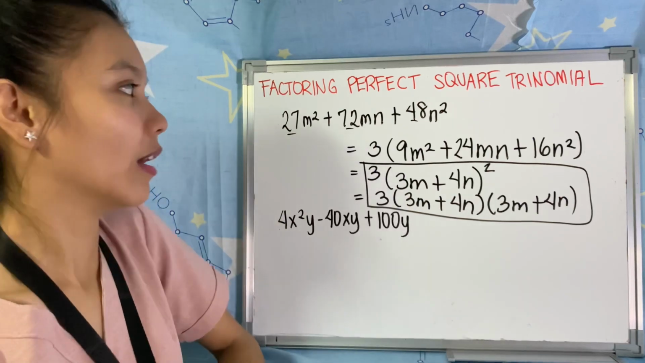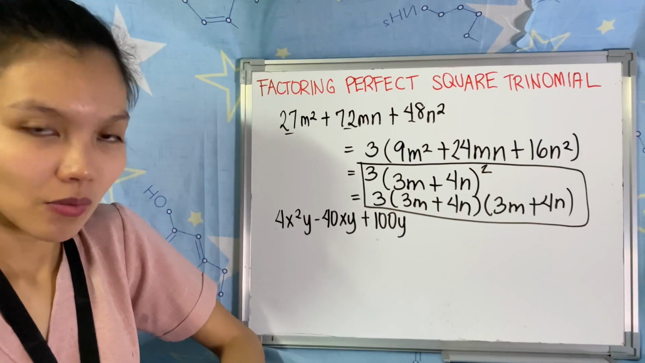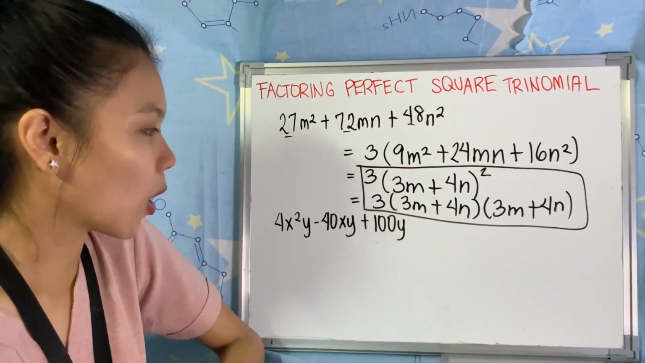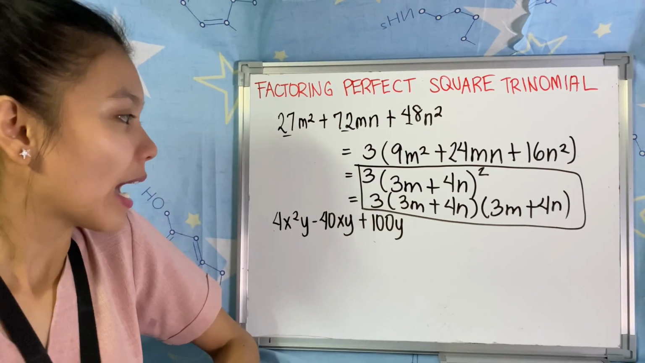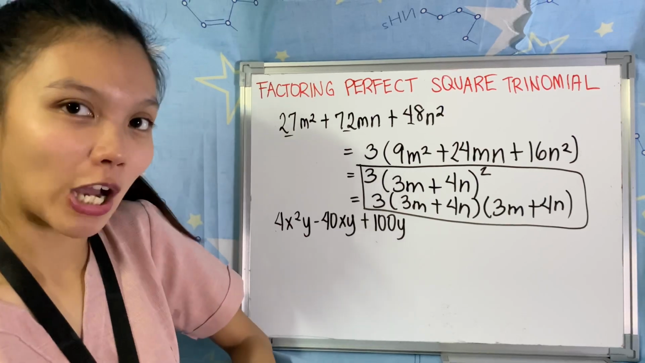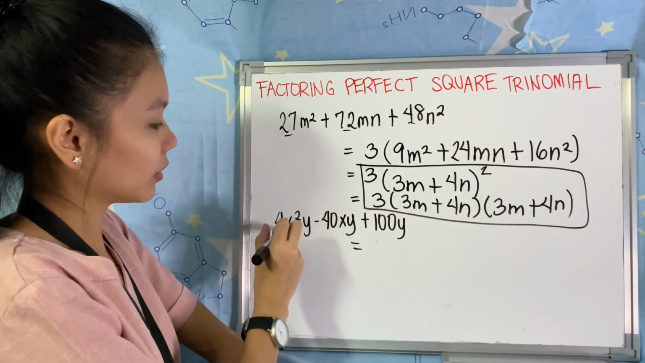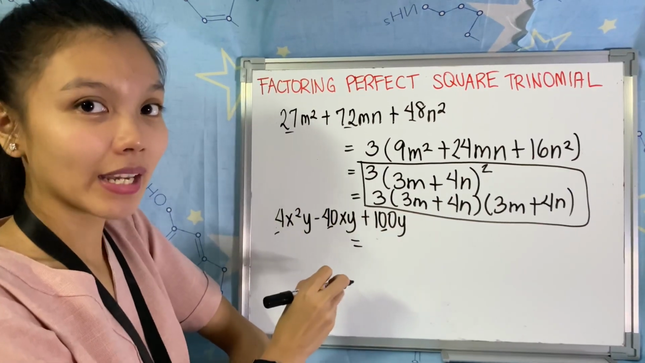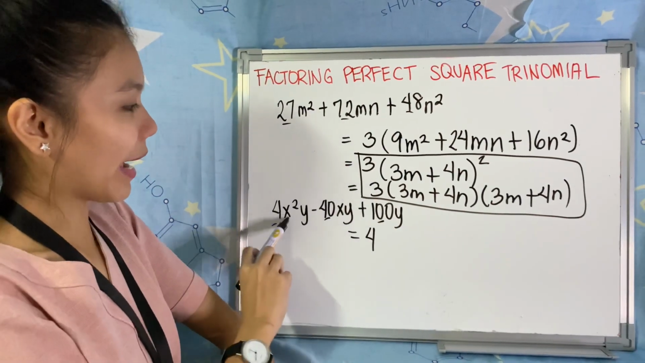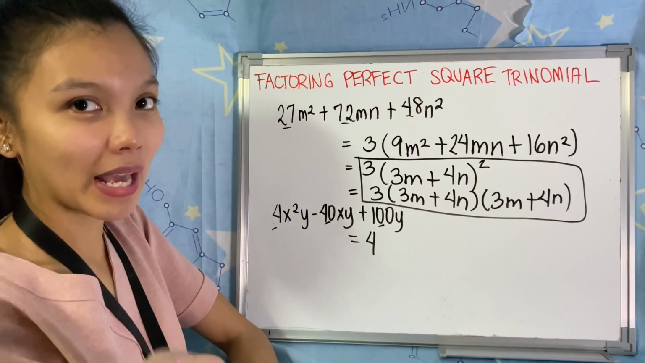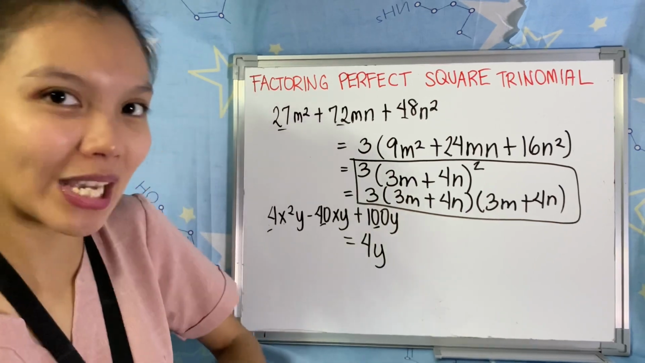So, next example. We have 4x squared y minus 40xy plus 100y. So, medyo malaki yung ating numbers. Pwede tayo mag-factor out dyan or gamitan natin ang greatest common factor. So, they are all both what? Divisible by 4. So, we have 4, then x, walang x. So, wala tayong variable x. Y. So, meron tayong ipa-factor out na variable which is y.